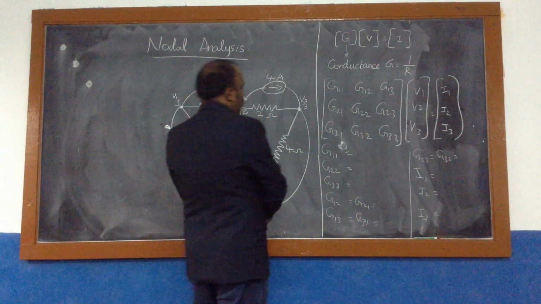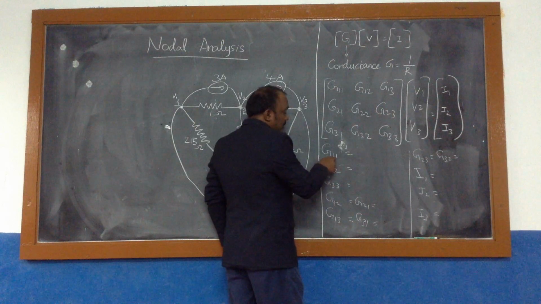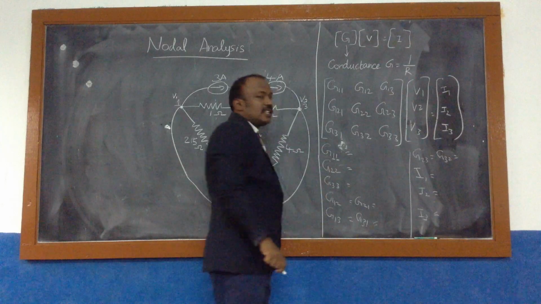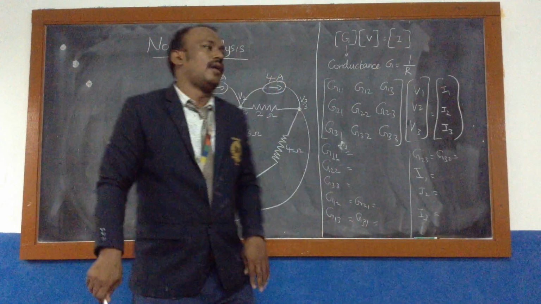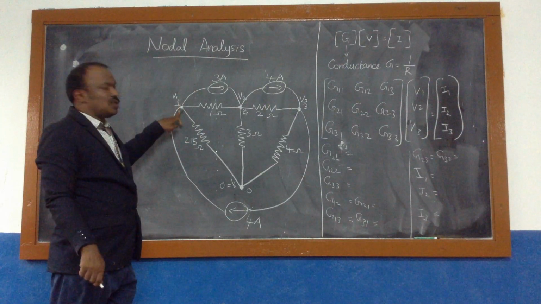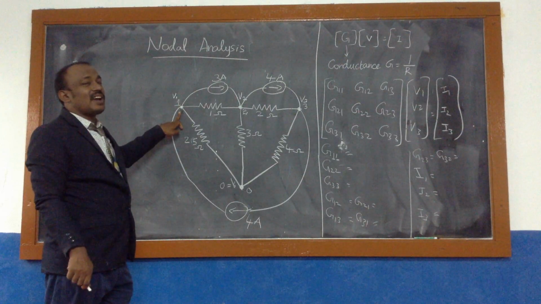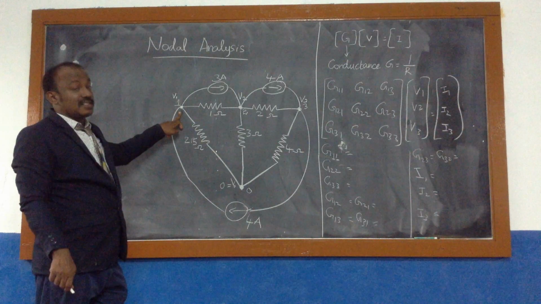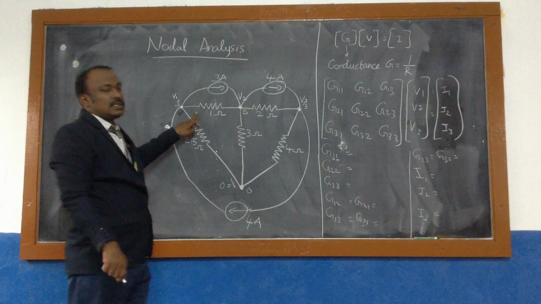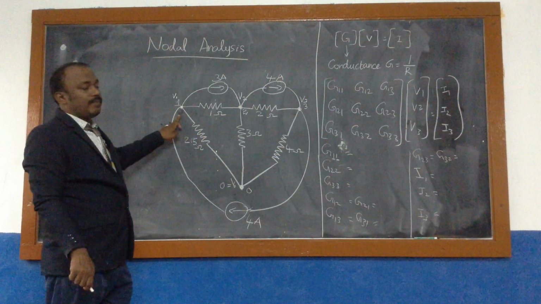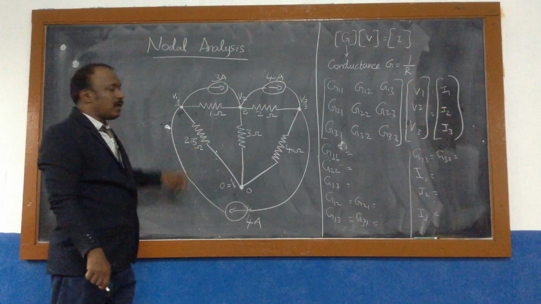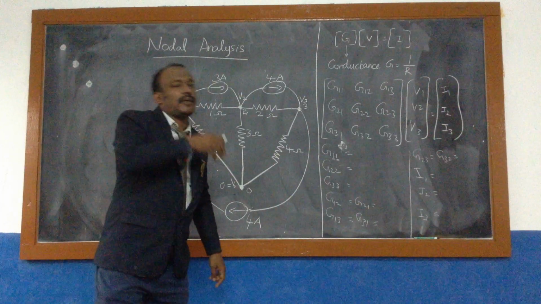G1. What is G1? 1 in the dual of mesh indicates the first node alone. What is the first node? This is the first node, right? In this first node, you have to look at what are the resistances. Not resistances, it is the conductances connected. This 1 ohm resistor, this 2.5 ohm. So what is the total value connected here? 1 ohm and 2.5 ohm.